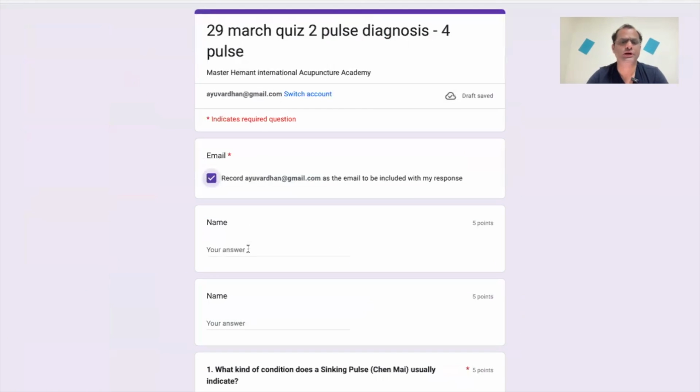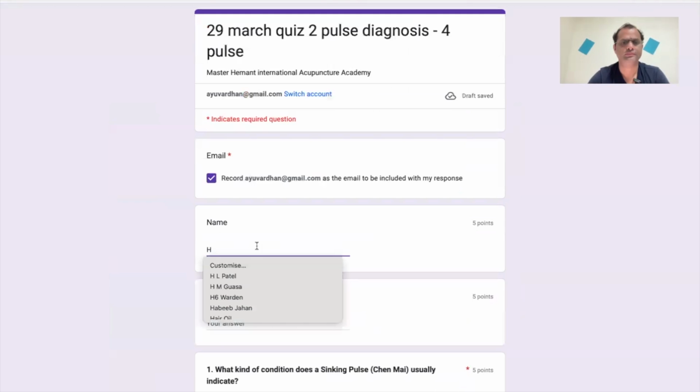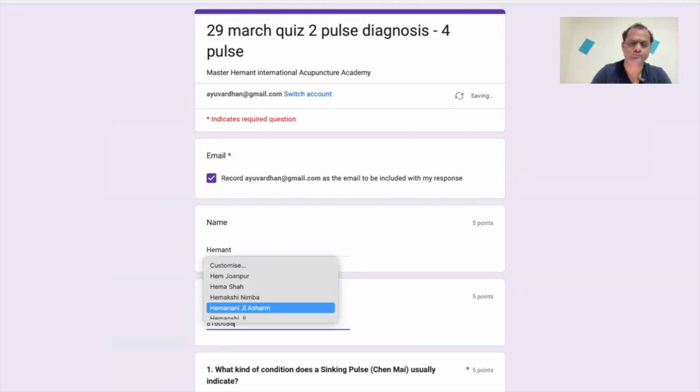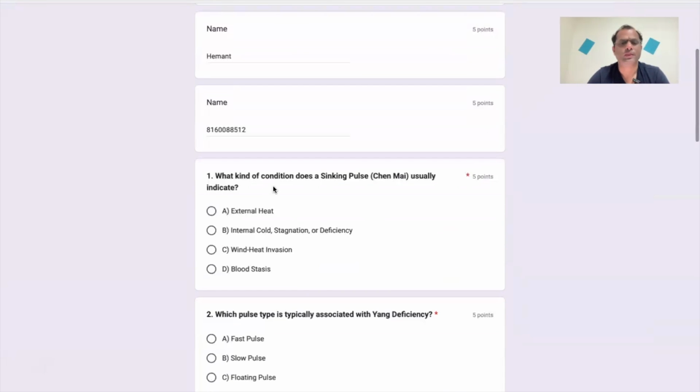First write our name. Again, we have to correct here. Okay, name. Then we'll write phone number. Now, question number 1. What kind of condition does a sinking pulse usually indicate?